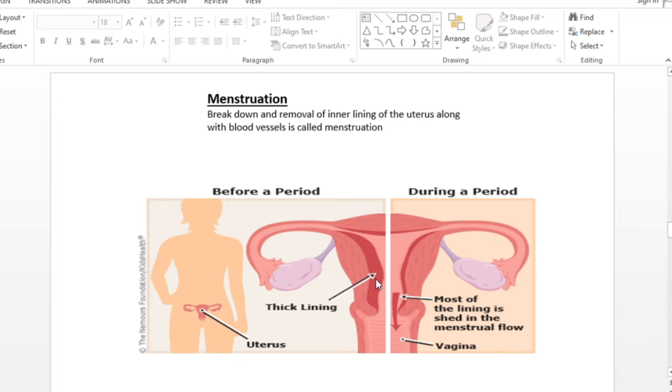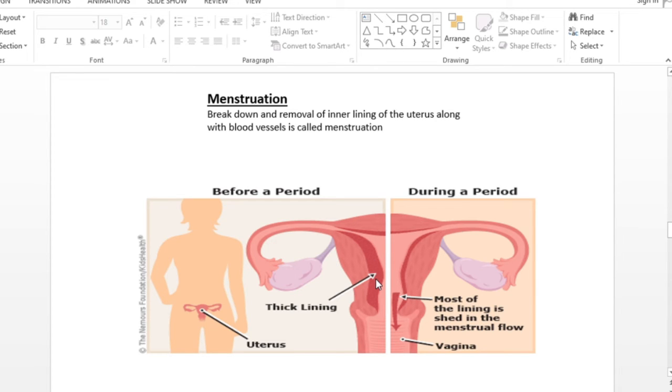If fertilization does not take place, what happens? Then the thick, soft inner lining of the uterus is not required anymore. So the lining of the uterus breaks down and comes out through the vagina in the form of blood and mucus. That process is called menstruation. So what is menstruation? It is the breakdown and removal of the inner lining of the uterus along with blood vessels.